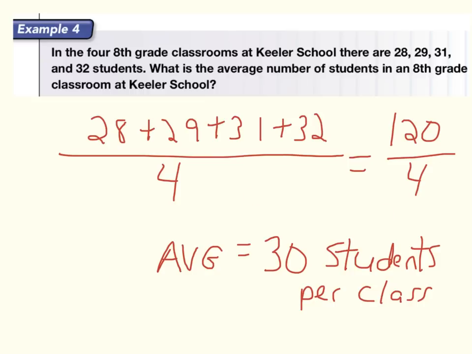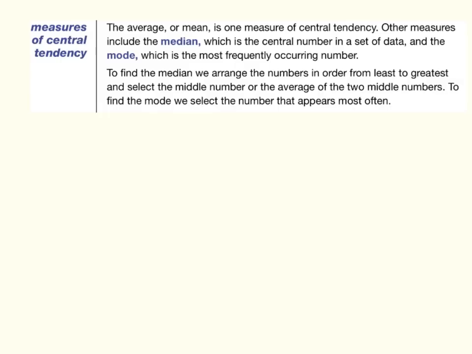All right, let's move on. I'm going to read this to you and tell you what to write. The average or mean is one measure of central tendency. Other measures include median. You need to write that down. The median is the central number in a set of data. That means it's the middle number. So median means middle. And the mode is the most frequently occurring number. Measures of central tendency include the median, the mode, and the average or mean.